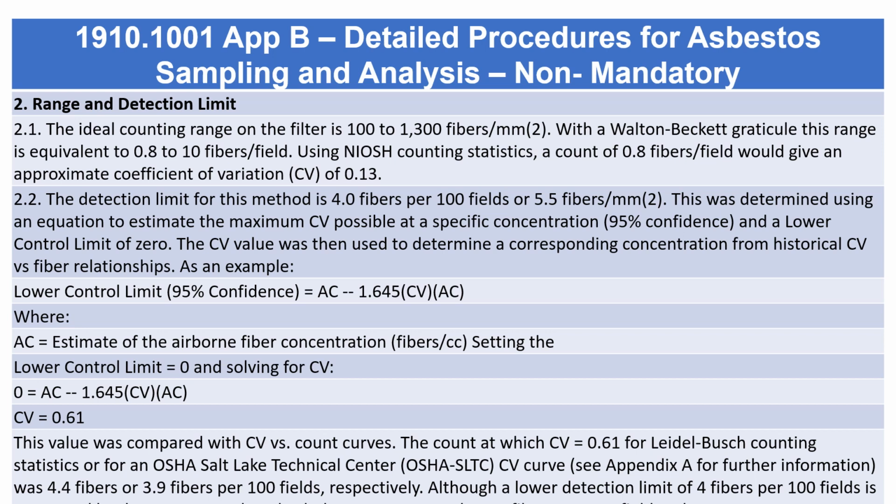This value was compared with CV versus count curves. The count at which CV equals 0.61 for Lytle Bush counting statistics or for the OSHA Salt Lake Technical Center, OSHA SLTC, CV curve, see Appendix A for further information, was 4.4 fibers or 3.9 fibers per 100 fields, respectively. Although a lower detection limit of 4 fibers per 100 fields is supported by the OSHA SLTC data, both datasets support the 4.5 fibers per 100 fields value.